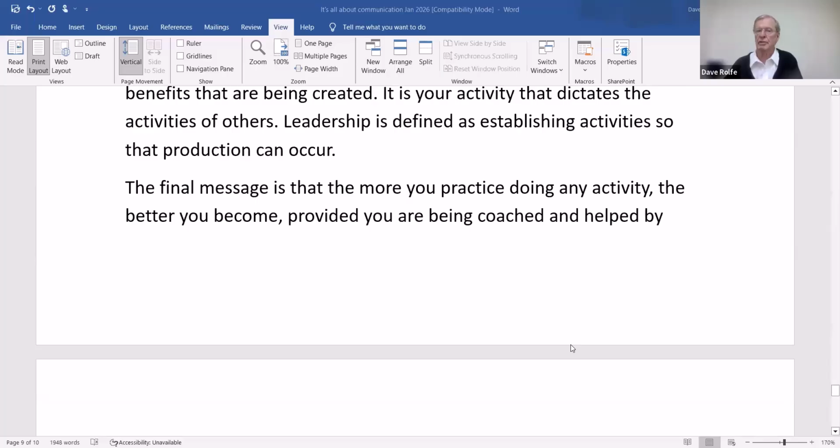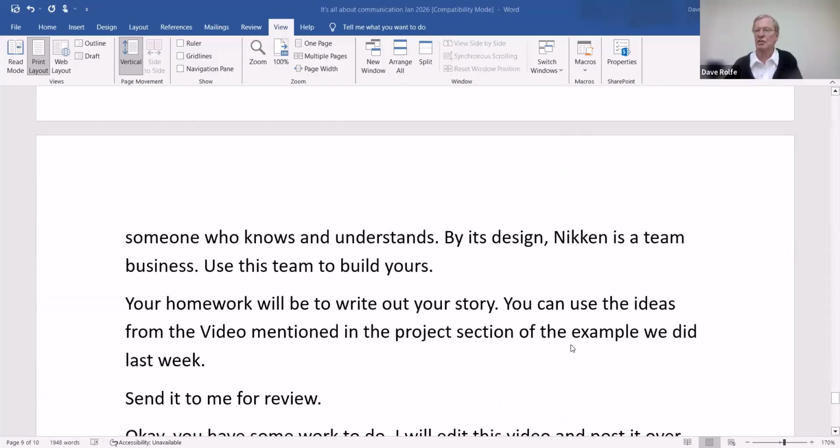The final message is that the more you practice doing any activity, the better you become, provided you're being coached and helped by someone who knows and understands what's going on by its design. This is a team business. Use the team to build yours.